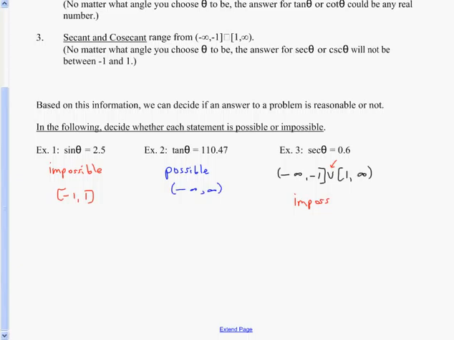If I got an answer of secant of theta equal to 0.6, I would know, hey, I have done something crazy. And that's just a little bit of background about your different six trig functions, their signs within the quadrants, as well as their ranges, or what answers we should be looking for as we study.